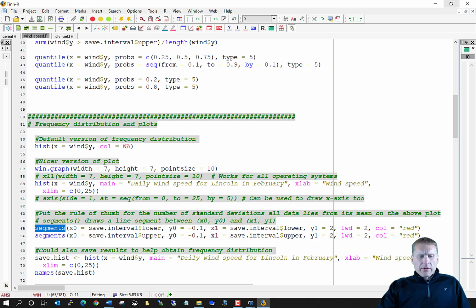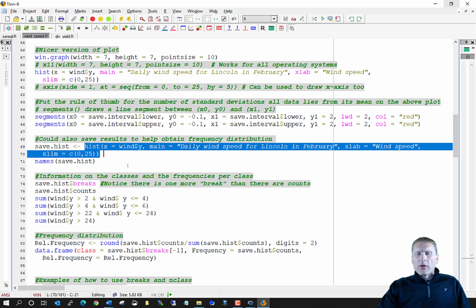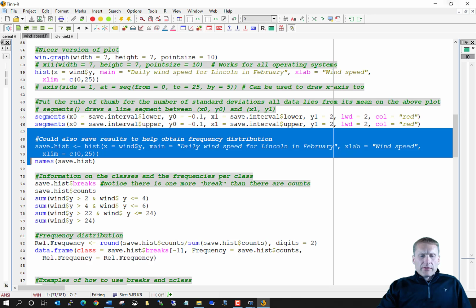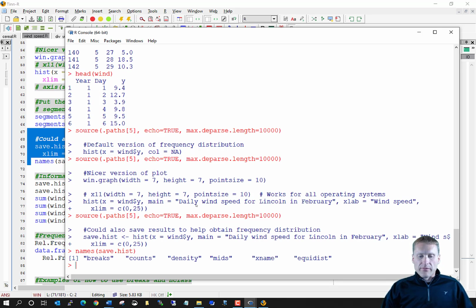So what I'm going to do is come back over here to R. We've seen this code to do the histogram, and I'm going to put some results from doing the histogram into an object which I call save.hist, for lack of a better name. If I do that, note that the histogram will actually be drawn again, but also I have some information saved in save.hist. And how can I see what's in there? As we've seen before, use the names function. And here we go.